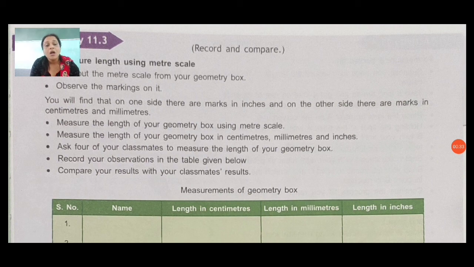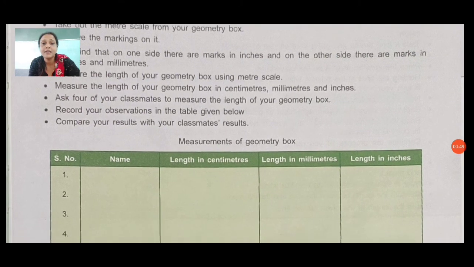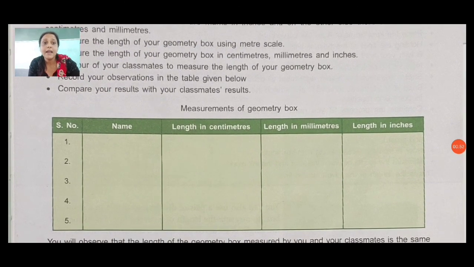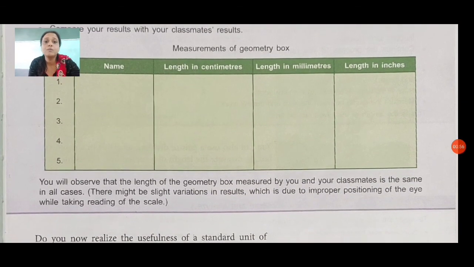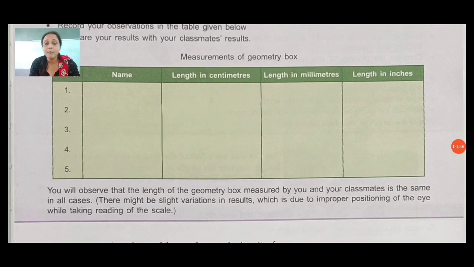At present we have no classmates available because we are all at our home. So try to do this activity with your brother or sister. Then after measuring different things, measurements of the geometry box, you can write here name, length in centimeters, length in millimeters and length in inches. Then observe your results, compare your results. You will observe that the length of the geometry box measured by you and your brother or sister is the same in all cases.